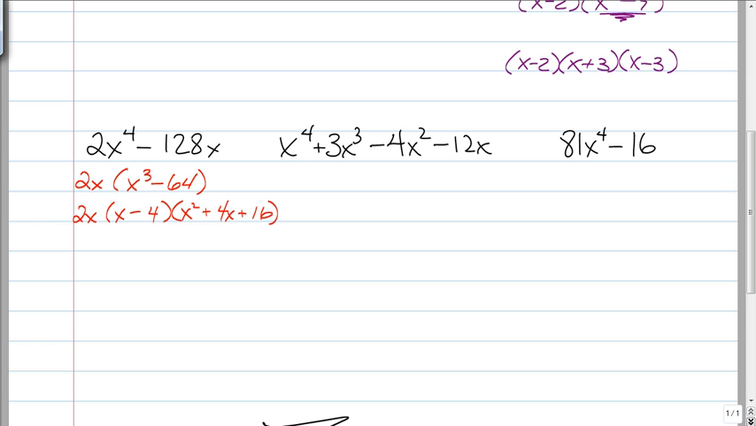So why don't you go ahead, pause the video, think GCF again, and try the next one. Hint given, factor out the x first, giving you x cubed plus 3x squared minus 4x minus 12. And then what you're going to do is you see you have 4 terms, so you're going to group the first 2 and the next 2.